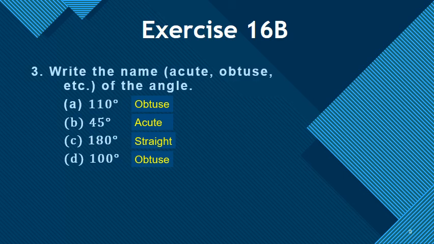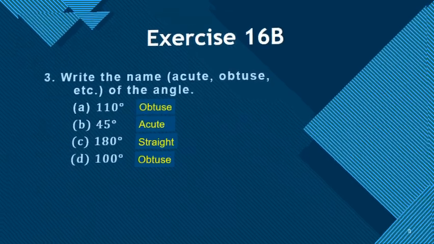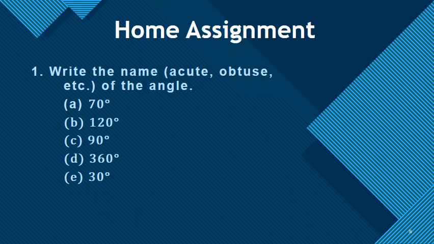So this way we have come to the end of this part of the exercise 16b, and now let's move to the home assignment. So children, this is the question of your home assignment. Again, some angles are given to you and you have to write the name of the angle, and you will do this home assignment in your maths homework copy in very neat and clean handwriting. And I hope children you have understood the concept of angle very well, and you know what are the different types of angle and what is their measurement.